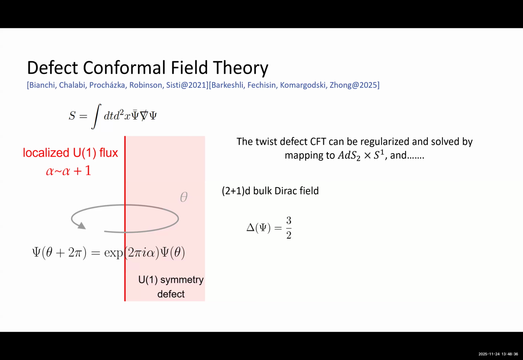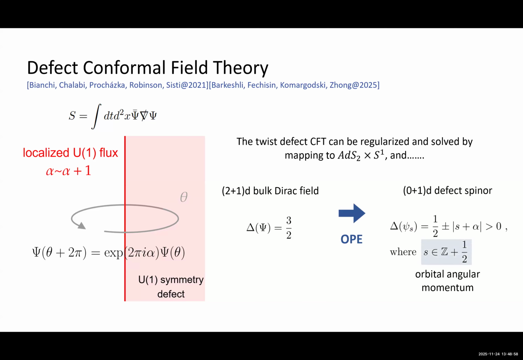As you bring the bulk operator psi close to the twist defect, which is a localized point in space, conformal symmetry, first of all, is broken. And the bulk spinor is decomposed into a family of defect spinors that have a different dimension than that in the bulk, which is 3/2. In particular, the dimension of the defect spinor depends on the orbital momentum, which, when you do the mode expansion, depends on these half integers denoted by s.